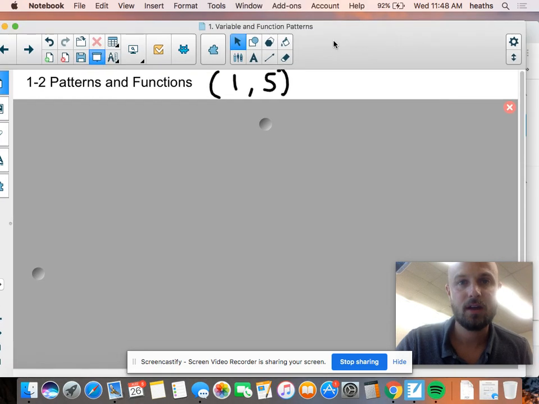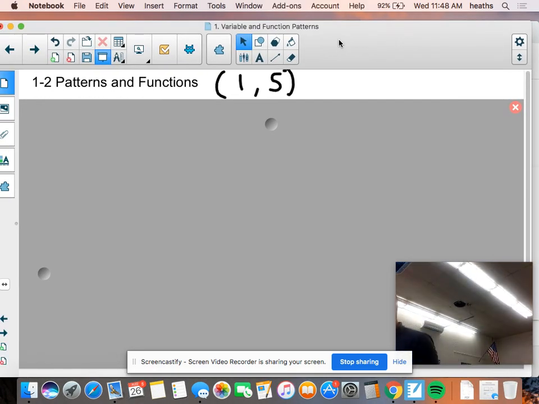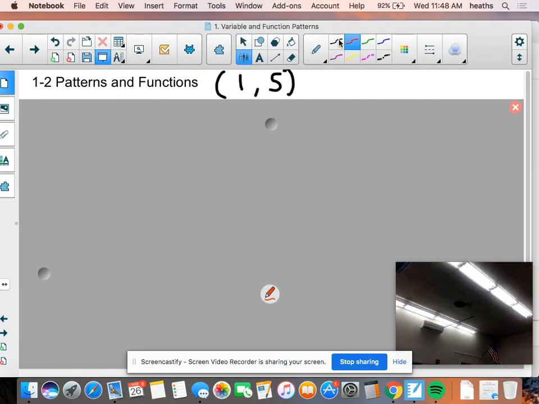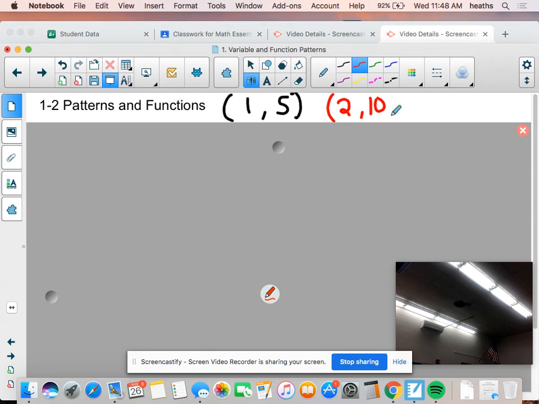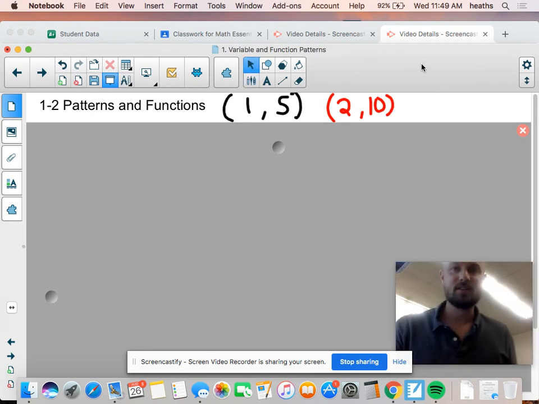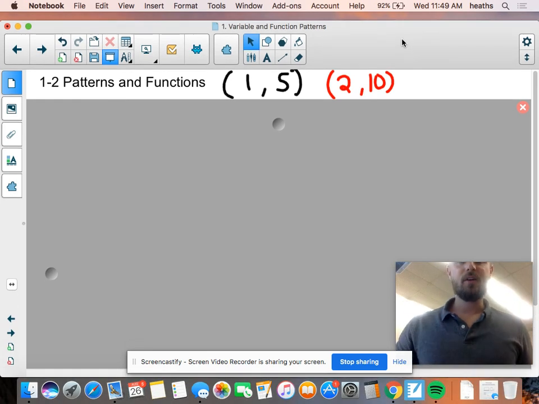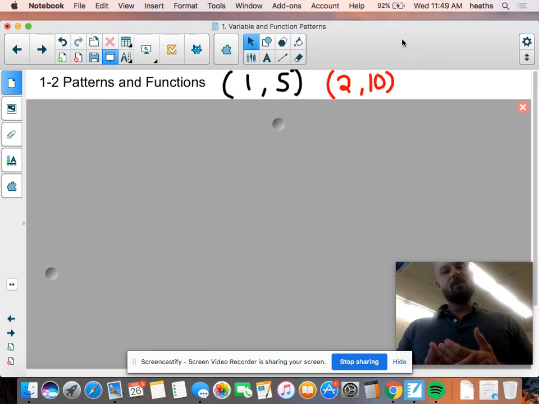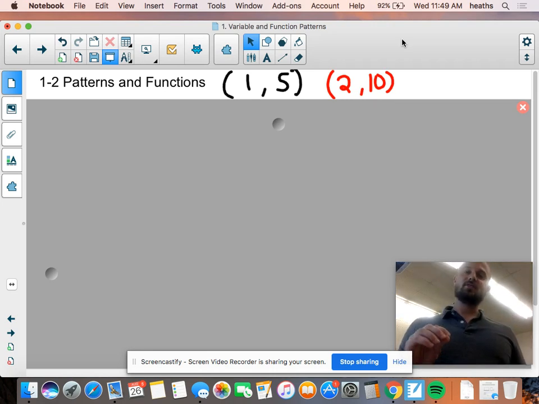So I have 1 and 5 as a number set, and then over here I also do 2 and 10. So we have two numbers, like a set of numbers there, and then I have a second set of numbers next to it, which is 2 and 10.